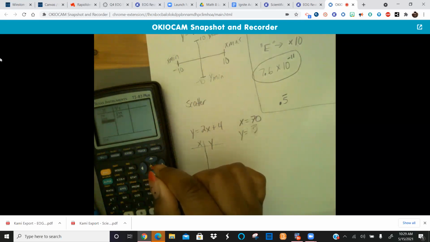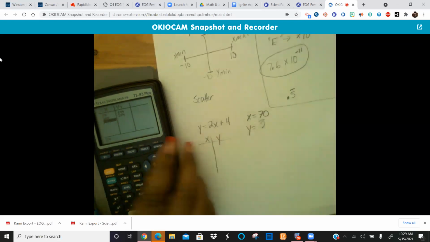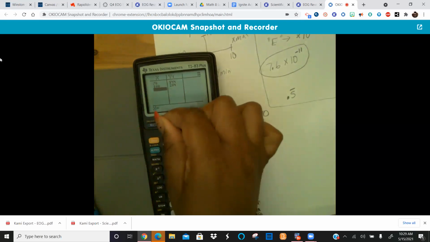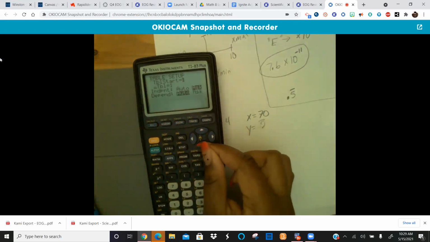Okay. All right, so now go back and look. Okay, so I'm going to take it off this. So go back to second table, that's table setup, and put it back on auto. Okay.